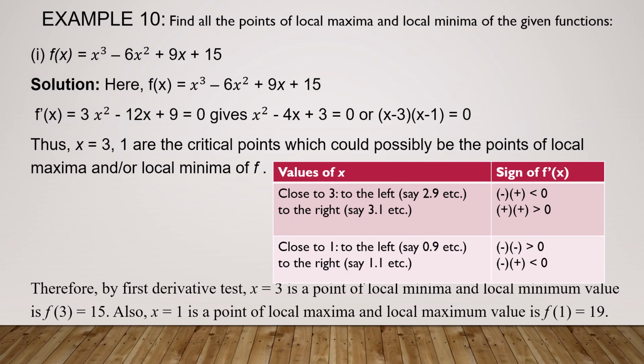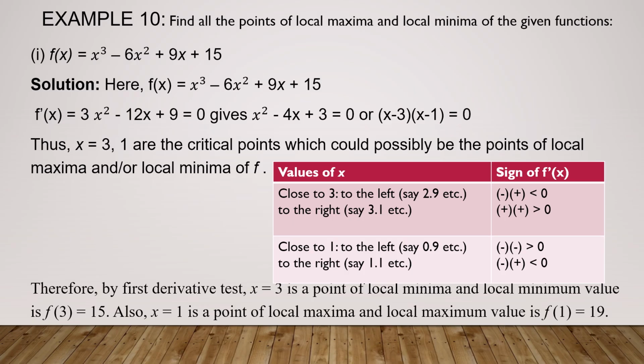So (3.1 minus 3) into (3.1 minus 1). Both are positive, so plus into plus is greater than 0. Second point is 1. When it approaches 1 from the left side, say 0.9, (0.9 minus 3) into (0.9 minus 1), negative into negative is positive. From the right, say 1.1, (1.1 minus 3) into (1.1 minus 1), so it is negative into positive, which is less than 0.